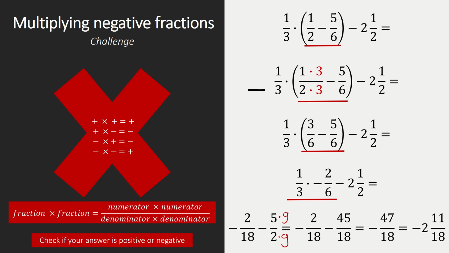What you get, if you simplify it, is minus 2 11 over 18. I really hope you get the answer correct, and if not, then please ask your question now. Make sure that you always copy the exercise, so the beginning, and then that you always show your intermediate steps. Good luck!